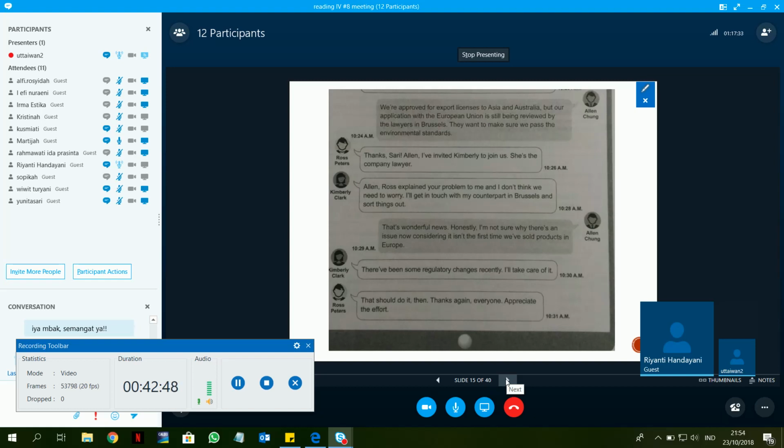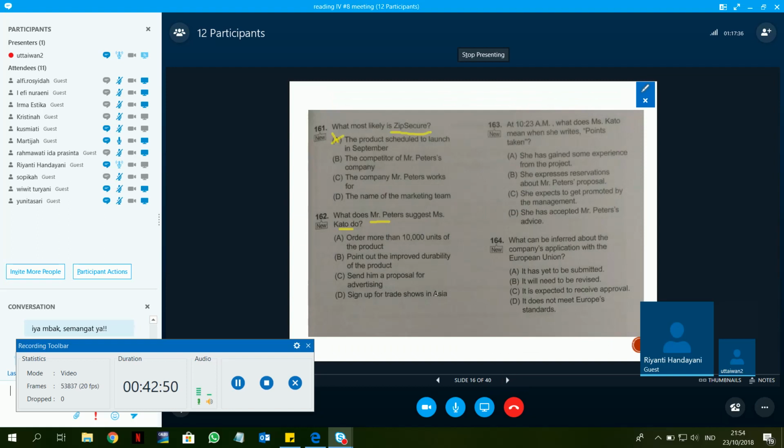Appreciate the effort. Oke. Berarti dia disuruh ngapain? Disuruh ini. More improved product. Yang ini kan ya? Kayaknya point out the improved durability of the product. Okay, good. Kemudian next ini.